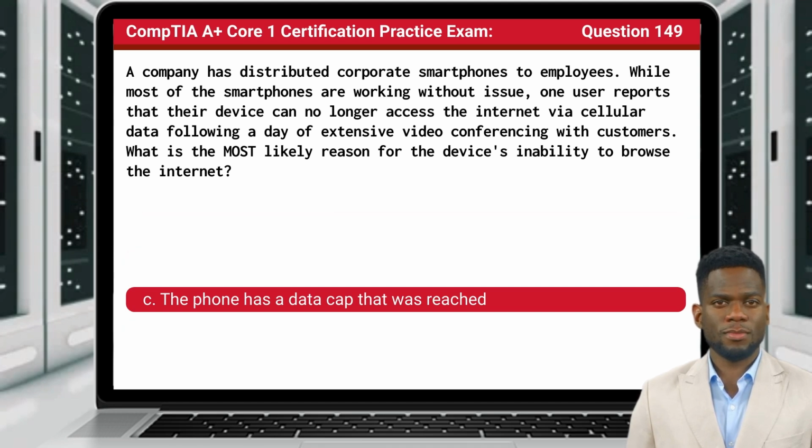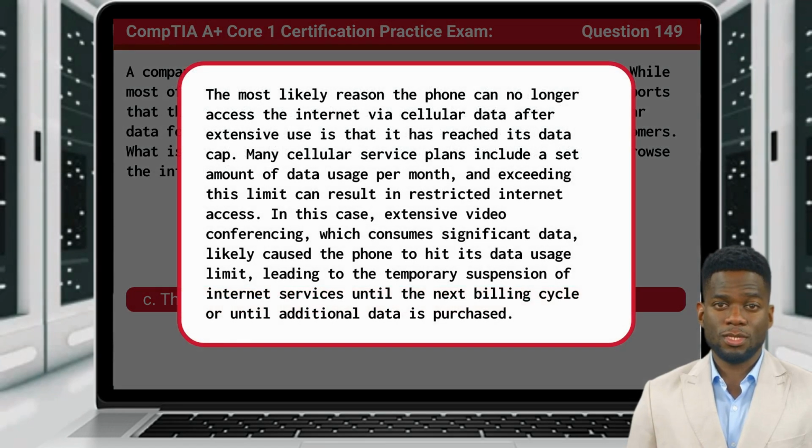The answer is C. The phone has a data cap that was reached. The most likely reason the phone can no longer access the internet via cellular data after extensive use is that it has reached its data cap. Many cellular service plans include a set amount of data usage per month, and exceeding this limit can result in restricted internet access. In this case, extensive video conferencing, which consumes significant data, likely caused the phone to hit its data usage limit, leading to the temporary suspension of internet services until the next billing cycle or until additional data is purchased.